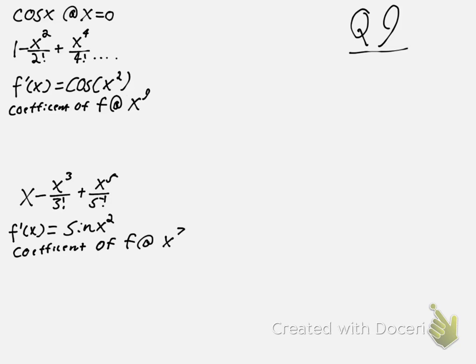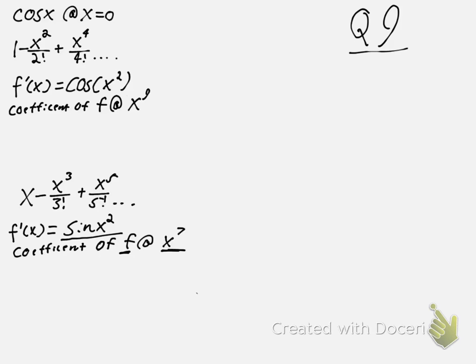And so question 9 gives us a series: x minus x cubed over 3 factorial plus x to the 5th over 5 factorial, and so on and so forth. And so that is the Taylor series for sine of x about x equals 0. And so if f is a function such that f prime of x is equal to sine of x squared, find the coefficient of f at x to the 7.